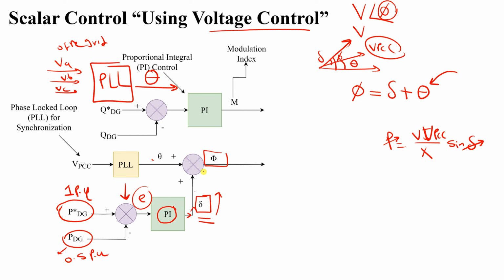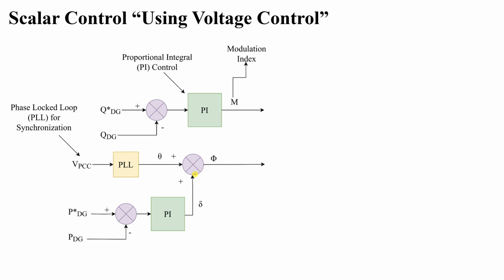Okay, so that is the first quantity. So we need the angle. Now we need the magnitude of the voltage, right? We have the angle from power. Now we need the magnitude, the same concept here. You can see that power is dependent on delta, the difference between actual power and reference power. A PI controller gives us the required delta.